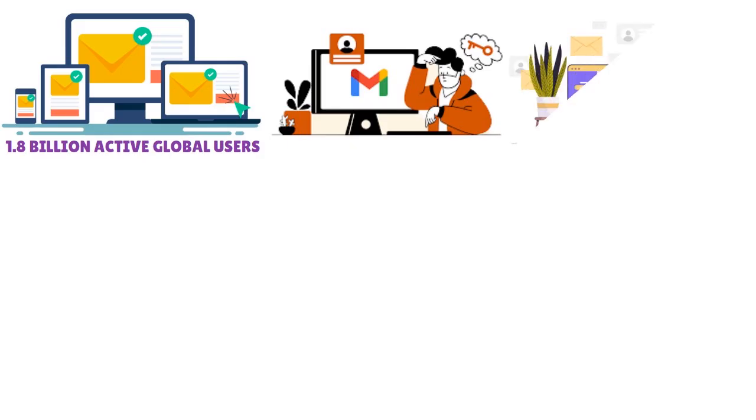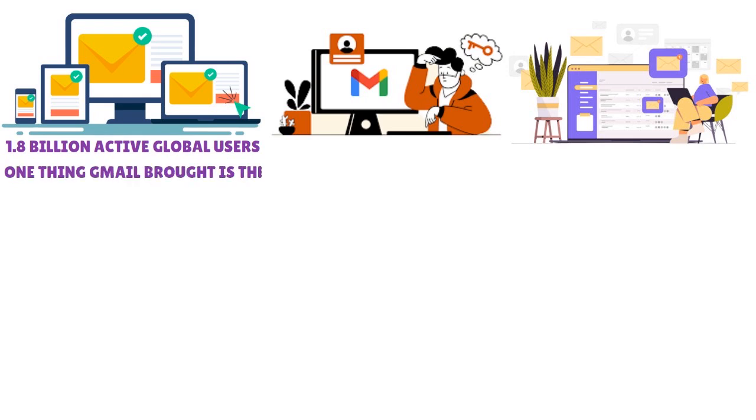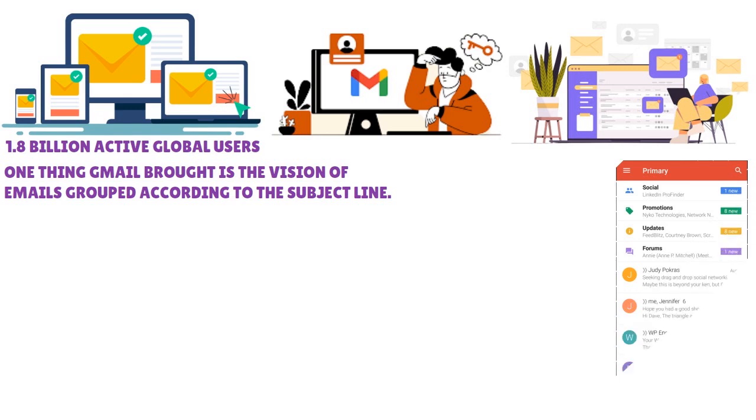In terms of layout, Gmail was the first webmail service to break with the interface pattern of an inbox, bringing a cleaner visual and organization to its users. One thing Gmail brought is the vision of emails grouped according to the subject line. That's kind of cool. When you receive a reply to a message, all previous messages are displayed in a collapsible vertical thread. This facilitates the visualization of the entire conversation and helps you review previous discussions easily.